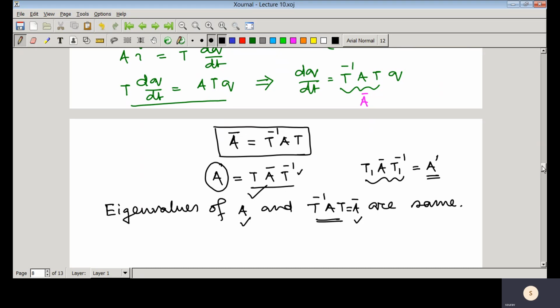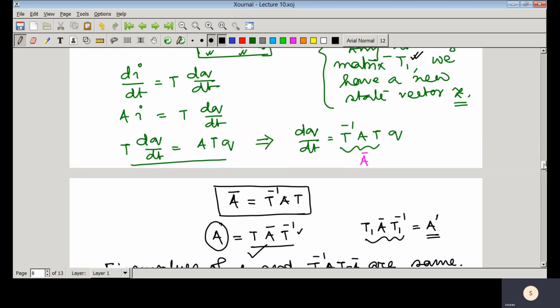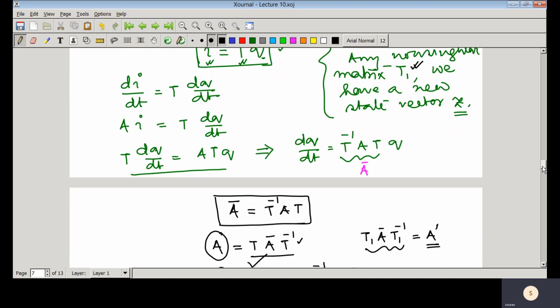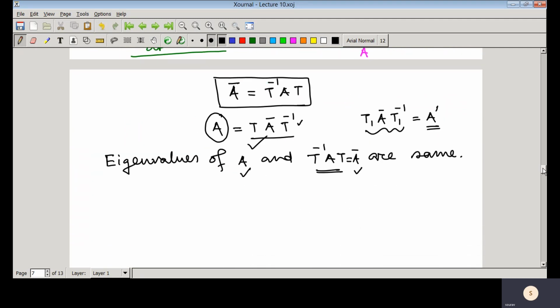That's why in this type of transformation, so here we are saying this is a transformation, because if you have a vector Q and multiply it with any non-singular T matrix, you get a new state vector. Via this transformation you get a new state representation, but the characteristics remain the same. That's why this particular transformation is named similarity transform.